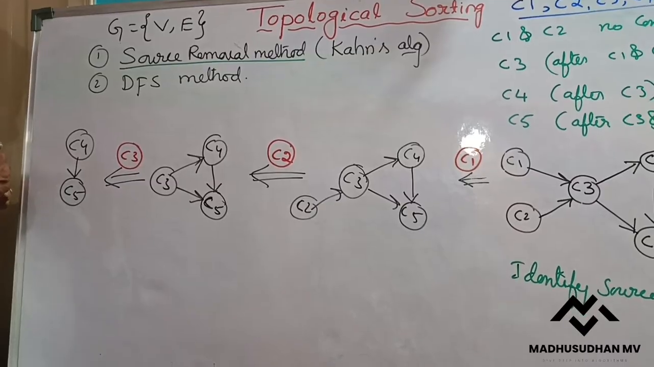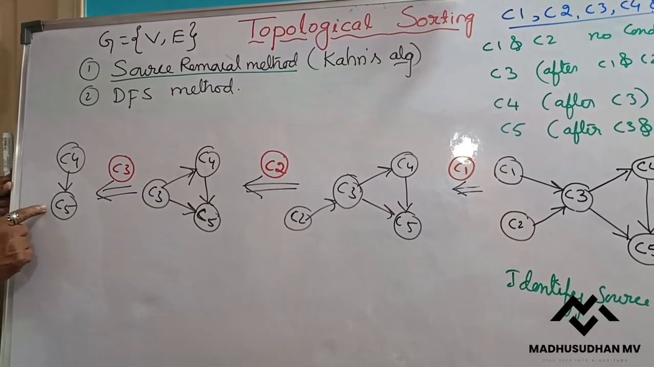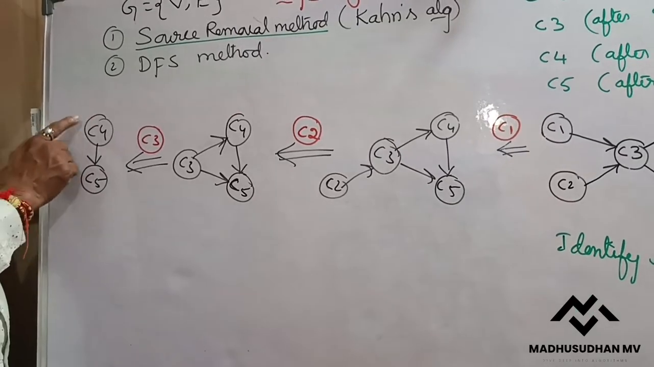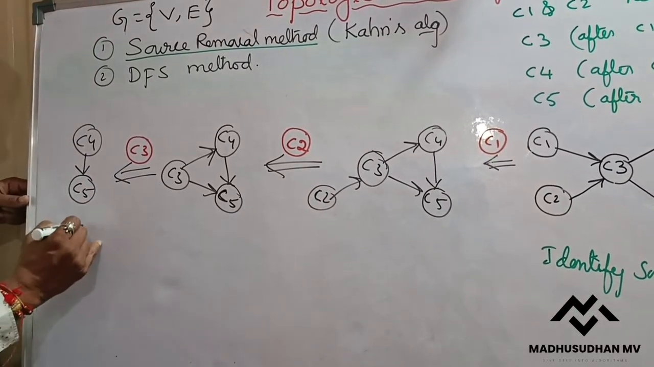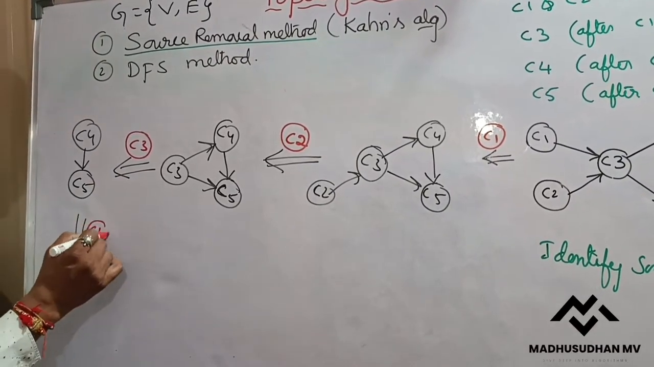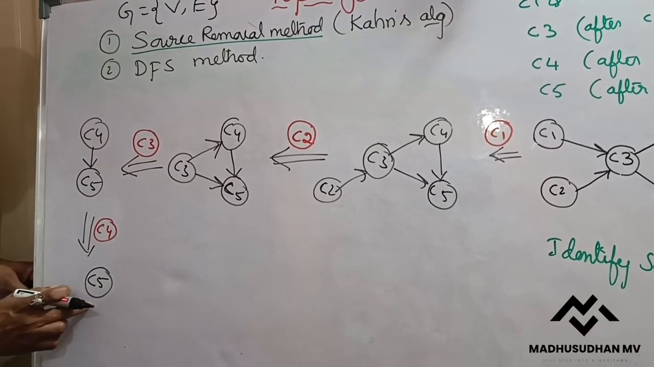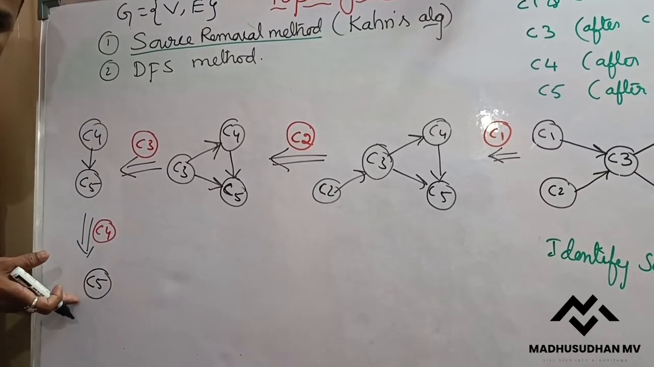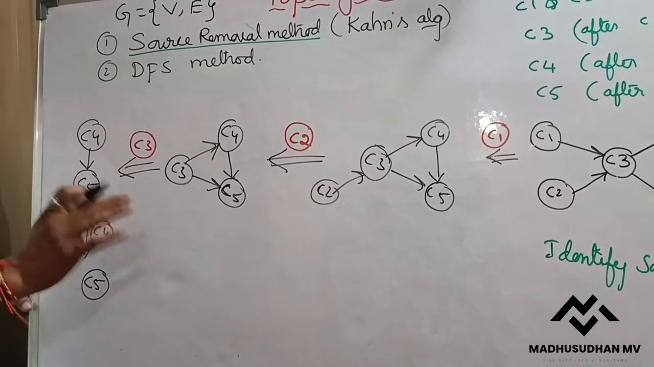Now again identify the source node. Which is the source node? This one has one incoming edge. This one does not have any incoming edge, so this is my source node now. If I remove the C4 node, what will I get? C5. Now this is the only node left. Again, it does not have any in-degree, that means incoming edges. Now you remove this one.